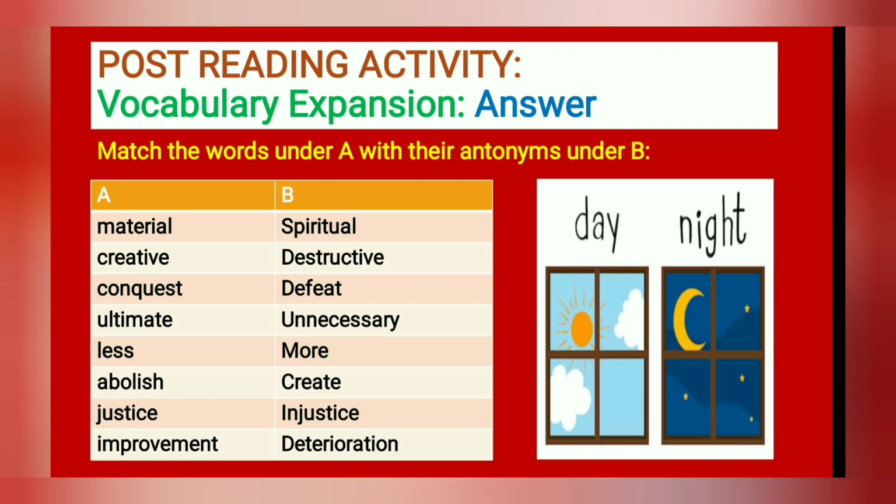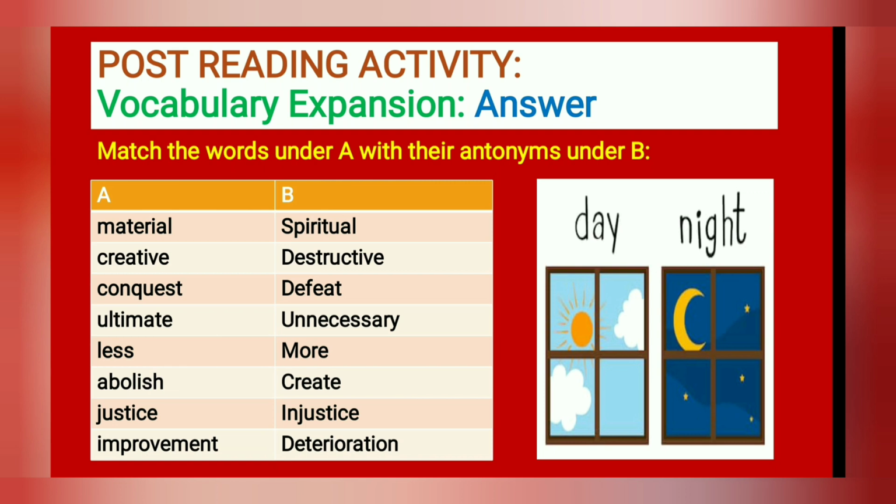I hope you have got your answers ready. So let's discuss these words now. The first word is material. Material is the opposite of spiritual. Yes, material, spiritual. Then next word is creative. Yes, creative means to create something with your imagination. And the opposite is destructive. That means to destroy something.